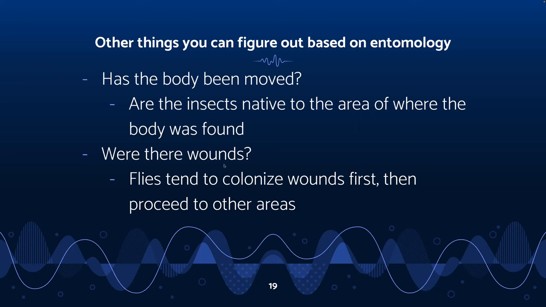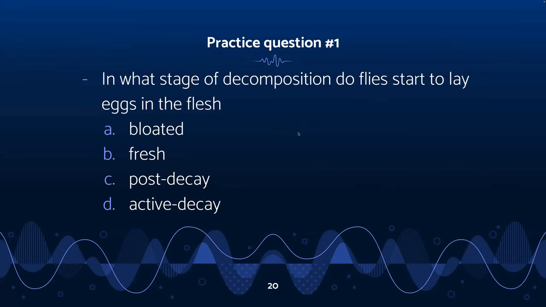Now, next, what you can figure out is where the wounds are. Flies tend to colonize wounds first and then proceed to other areas. But if there aren't any wounds, this is going to sound kind of disgusting, but pretty much this whole subject is kind of disgusting. They're going to go to the eyes, ears, mouth, and nose first. If anybody feels weird about the eyes and ears and nose and mouth, I'm very sorry, but they tend to colonize these areas first. But if there is a wound, they will all be in one giant maggot mass in the wounded area.